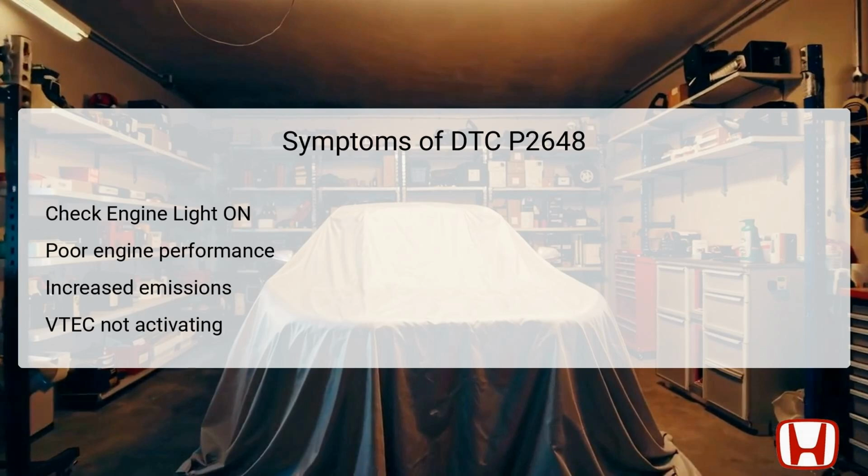Poor engine performance is another common symptom, as the inability of the rocker arm oil control solenoid to function correctly can prevent optimal valve timing adjustments, thus affecting engine output. Increased emissions may also occur, as improper combustion can result from the malfunctioning components. Lastly, the failure of the VTEC system to activate properly can lead to a noticeable drop in performance, particularly at higher RPMs. Each of these symptoms serves as an important indicator of a potential need for further investigation into the DTC P2648.